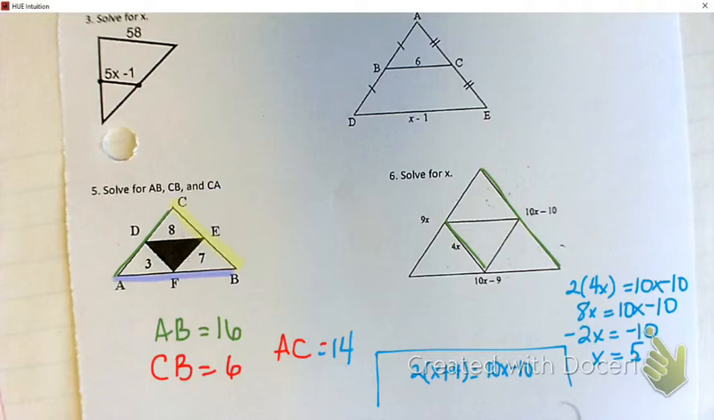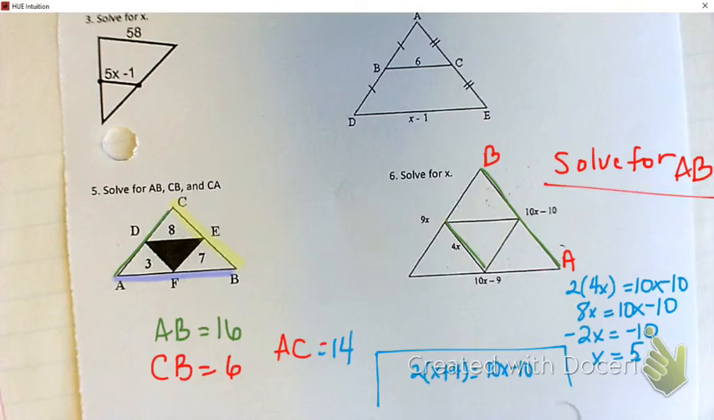One more thing I need to tell you real quick. On number 6, it did say solve for x, but what if it said solve for AB? If it said that, what you would have to do is get x. We already got x was 5. And after you get the 5, then you would have to take the 5 and plug it back into the equation. So you would do 10 times 5 minus 10. So that's 50 minus 10, which is 40. And so that would be what you have to do.